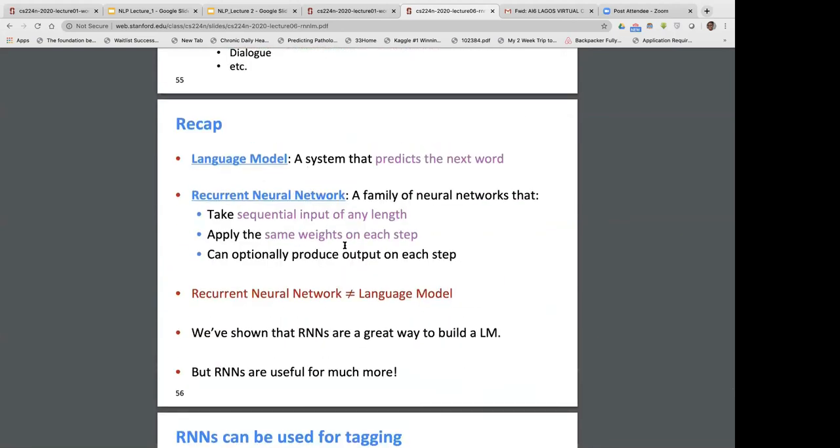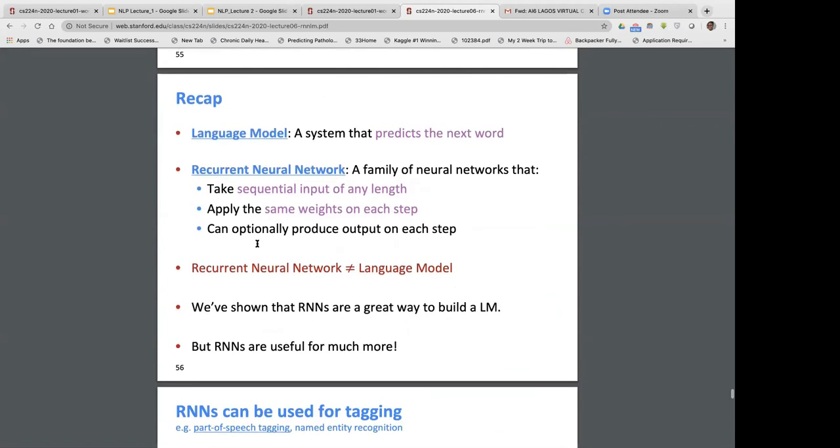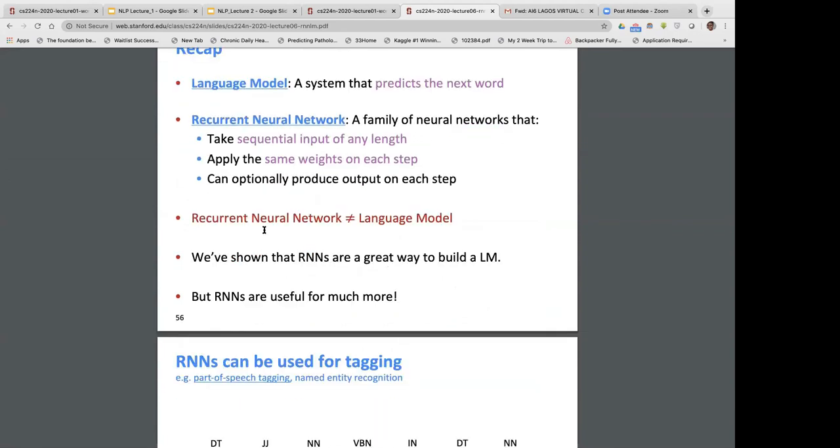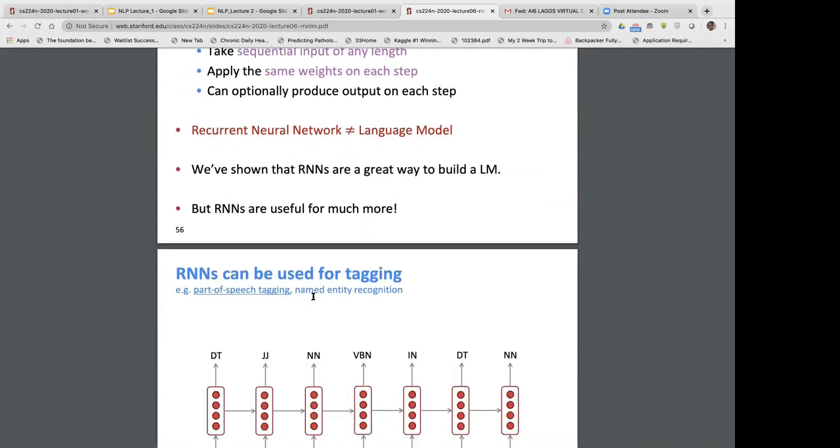Just a recap of what we've talked about so far. A language model is a system that predicts the next word. Recurrent neural networks are a family of neural networks that take sequential input of whatever length you have, apply the same weights on each step, and can optionally produce outputs on each step. A recurrent neural network is not equal to a language model. It can be used to train language models, but it can be used for a lot of other things. We've shown that RNNs can be a great way to build language models, but RNNs are useful for other things, not just language models.